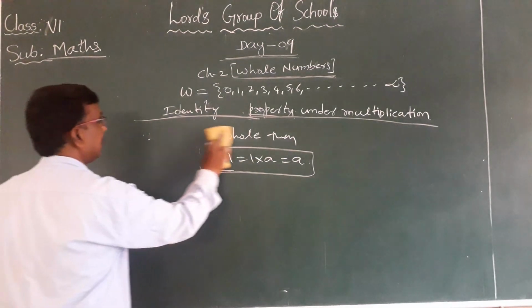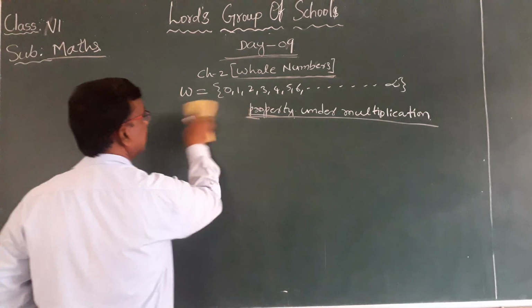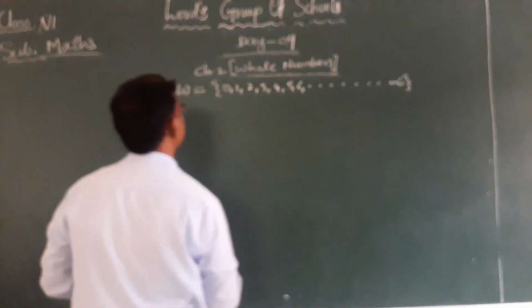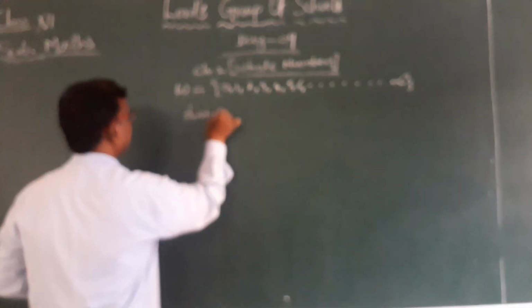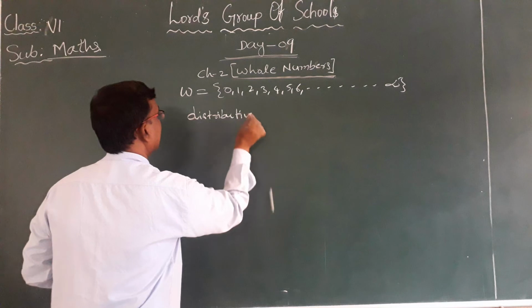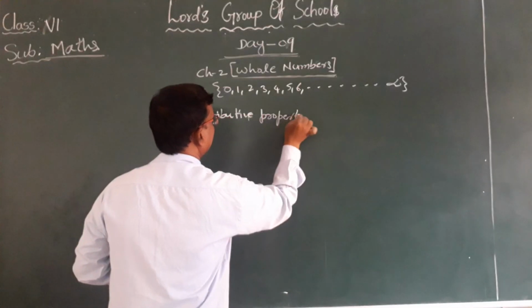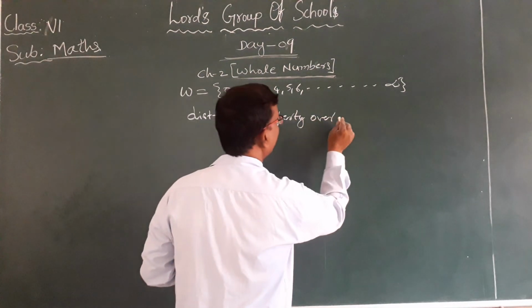And one more property is left over, that is the distributive property of multiplication over addition.